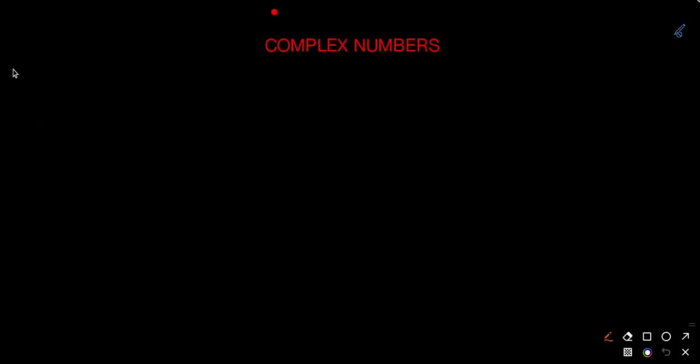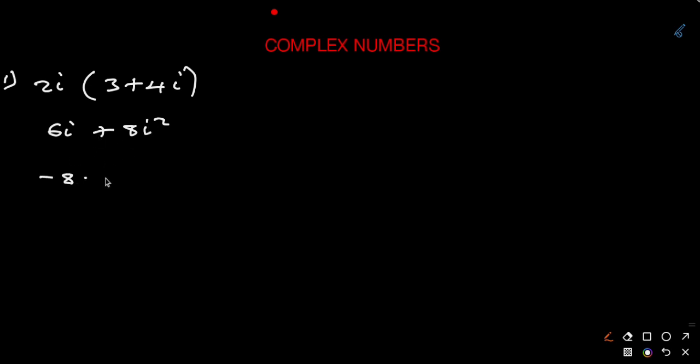So if you're having challenges with multiplication, let's just go through multiplication. If you have 2i, then open bracket, 3 plus 4i, what is going to be the result? So this one is going to be 6i, and this one is going to be plus 8i squared. i squared is negative 1. Negative 1 multiplied by positive 8, that is negative 8. Then plus 6i. Then you are done.